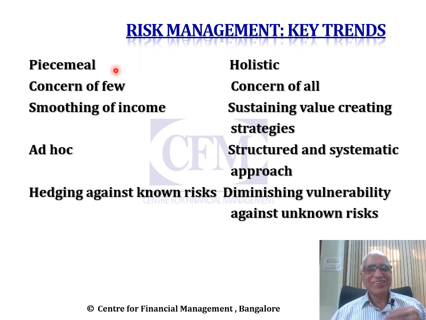Earlier, risk management was done in a piecemeal manner. Now, risk management is done in a holistic manner. Earlier, risk management was the concern of few executives. Now, risk management is a concern of all managers of the firm. Earlier, the thrust of risk management was on smoothing of income. Now, the thrust of risk management is on sustaining value creating strategies. Earlier, risk management was done in a somewhat ad hoc manner. Now, risk management is being done in a structured and systematic manner. Earlier, hedging against known risk was the emphasis of risk management. Now, the thrust of risk management is to diminish vulnerability against unknown risks.